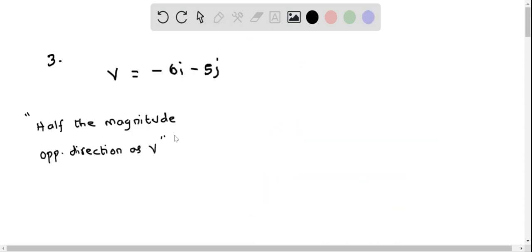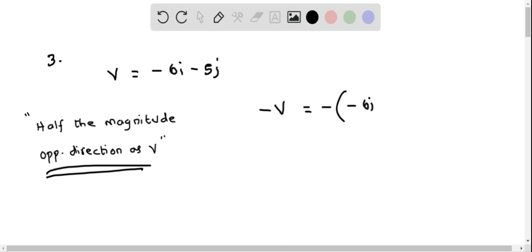Let's answer question 3. So here we are given this vector v equals negative 6i minus 5j, and we have to determine the vector which is half the magnitude and opposite direction of v vector. So first I'm going to determine this vector which is opposite to v vector, and this is nothing but negative v vector. So this equals negative of v vector. I replace this v vector as negative 6i minus 5j.